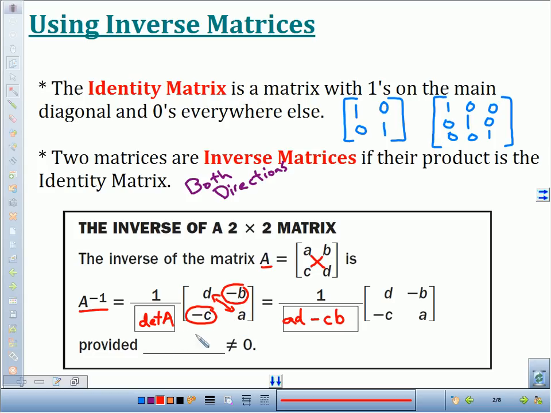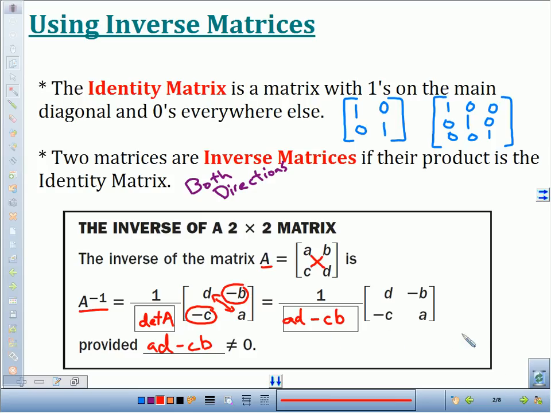Now, there is one little caveat here. It's one that should be pretty obvious to most of us, but I'm going to point it out just in case. A times D minus C times B can't equal 0. Because if A times D minus C times B equaled 0, then we'd have an undefined fraction and the whole thing would fall apart. Now let's give this a shot.